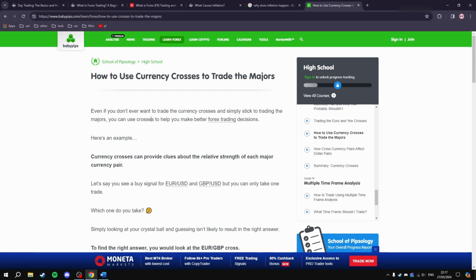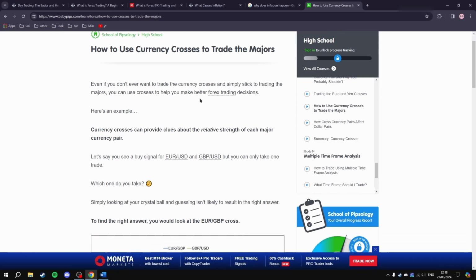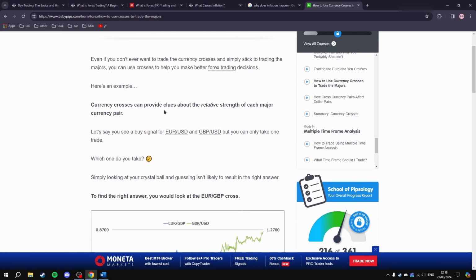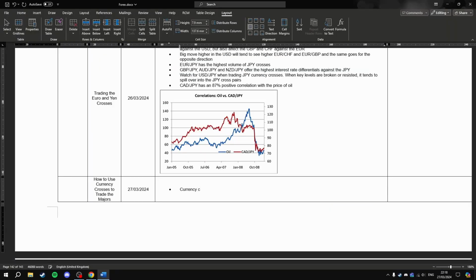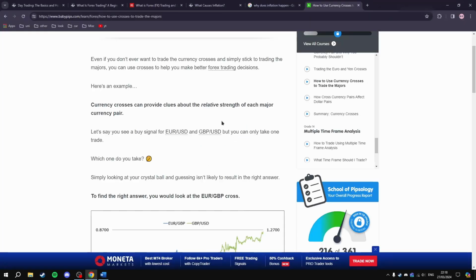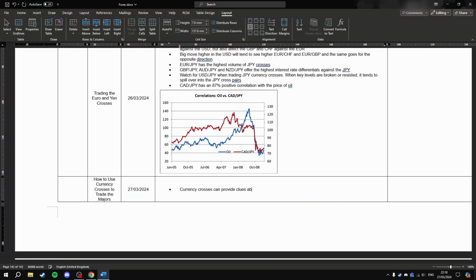Even if you don't ever want to trade the currency crosses and simply stick to trading the majors, you can use the crosses to help you make better Forex trading decisions. Here's an example. Currency crosses can provide clues about the relative strength of each major currency pair.